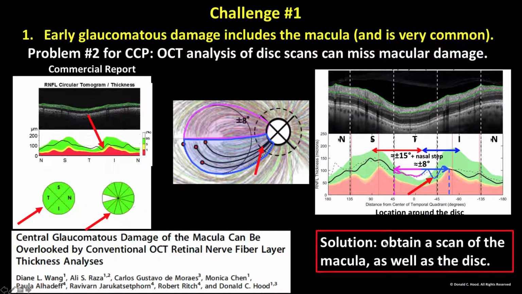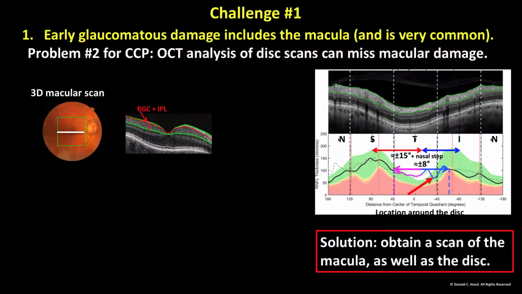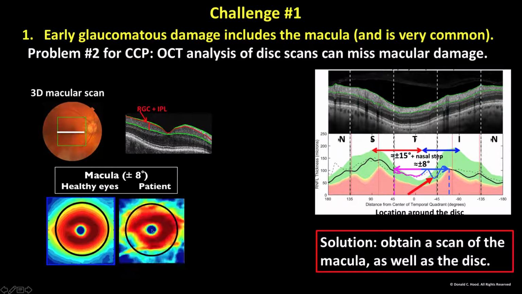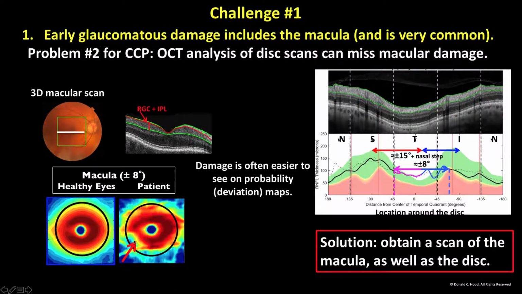The solution to this is to obtain a scan of the macula as well as the disc. You want a scan of the macula. I'm going to show you for this eye a cube scan of the macula, and in this case there were 128 B scans. Here's what one of them looks like. This is the thickness plot for healthy eyes. This is what it looks like for this patient. You can see it looks like somebody took a bite out of it.